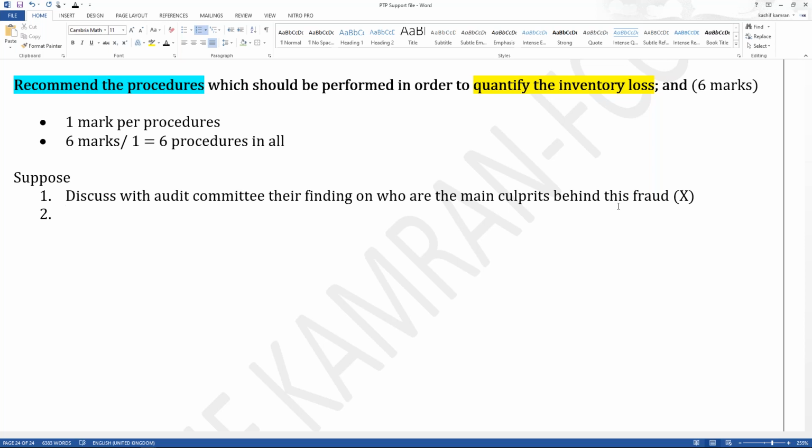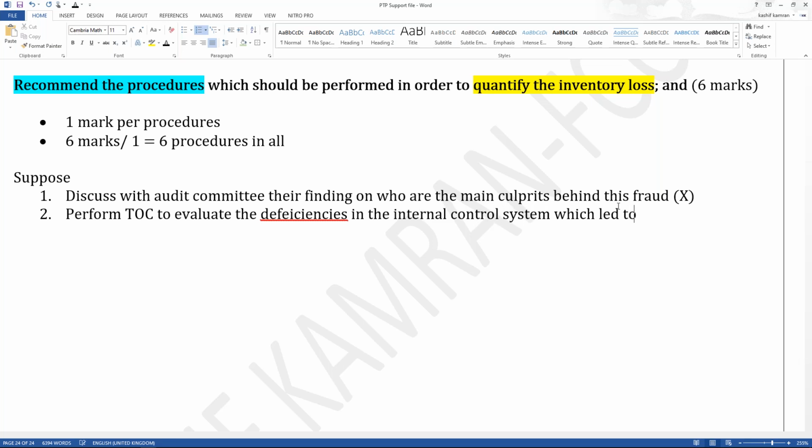Next, you're sitting in the exam hall and you make a procedure: perform tests of controls to evaluate the deficiencies in the internal control systems which led to fraud. Am I writing the right procedure? Because my purpose is to quantify the loss. None of the procedures is focusing on quantification of loss. So I should work on the inventory loss. I should work on procedures which give me the quantification of loss. I hope you're clear on that. This is a big cross.